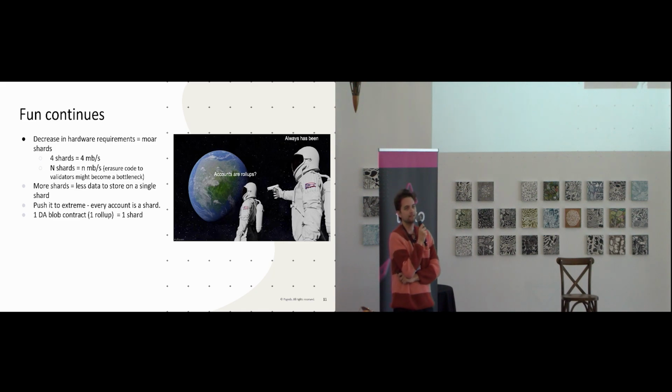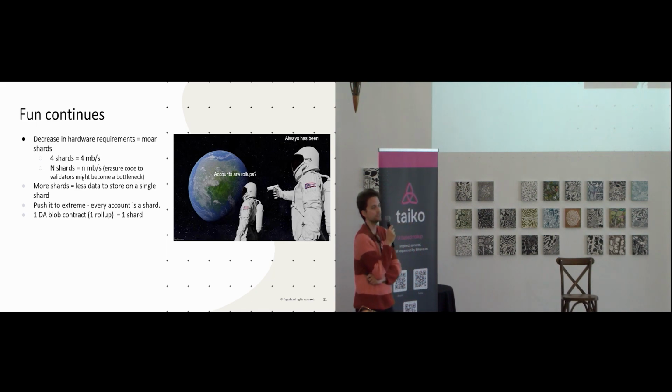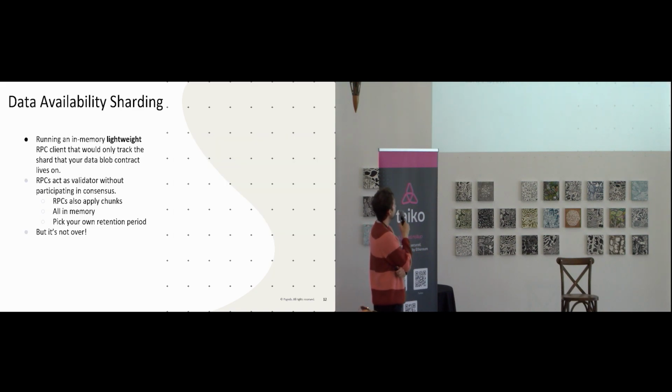More shards also means that there will be less data stored on a single shard. What does that mean? That means that these validators can hold their whole state in their memory. So they don't have to hold any kind of storage, which gets the cost very, very low. If you push this to an extreme, one DA blob contract, so one rollup, can be just one shard. This means that you can run a very lightweight in-memory RPC client that would only track the shard that your data blob contract lives on.